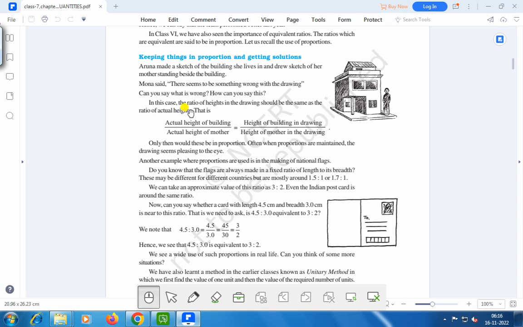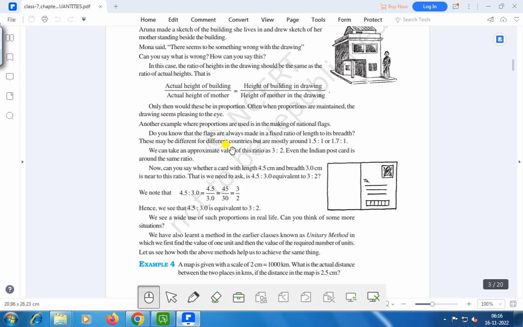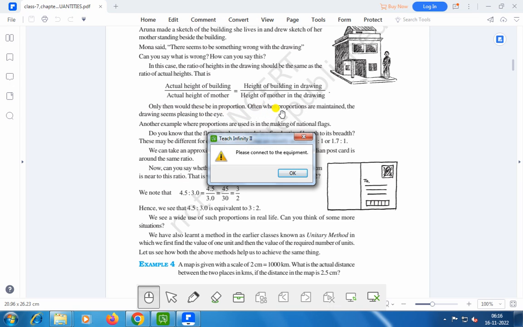In this case, the ratio of heights in the drawing would be the same as the ratio of actual heights. That is, actual height of building divided by actual height of mother is equal to height of building in drawing divided by height of mother in the drawing. Only then would these be in proportion. Often, when proportions are maintained, the drawing seems pleasing to the eye.